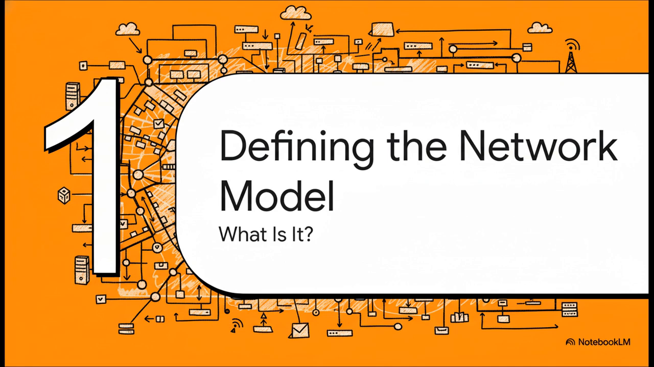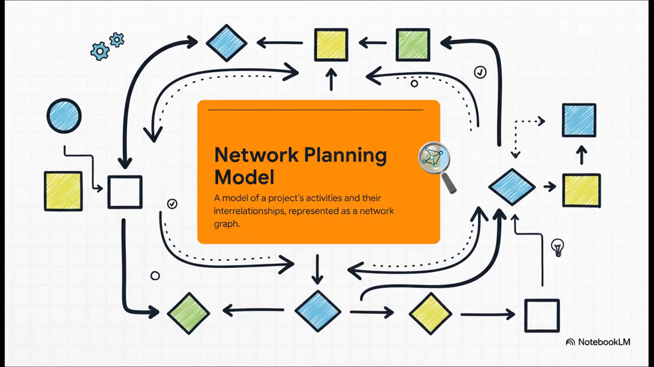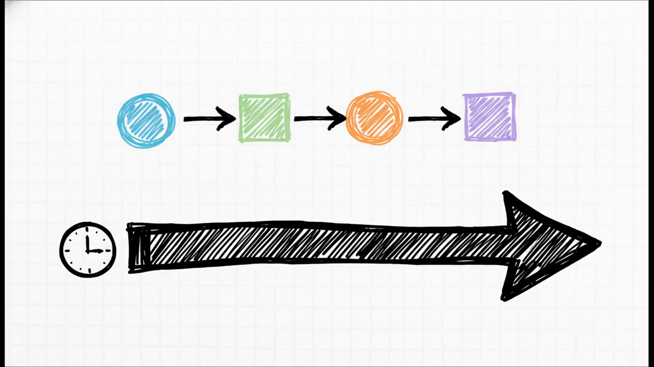What exactly are we talking about when we say network model? It's a term that gets thrown around a lot, so let's pin down what it really means. To put it simply, think of it as a visual flowchart for your entire project. It's not just a list of tasks, it actually maps them out, showing every single activity and how they all connect to each other. And here's the crucial part.